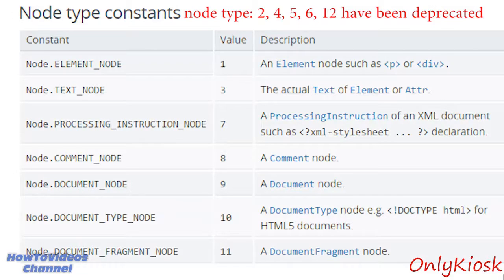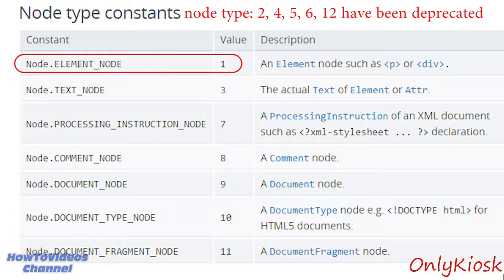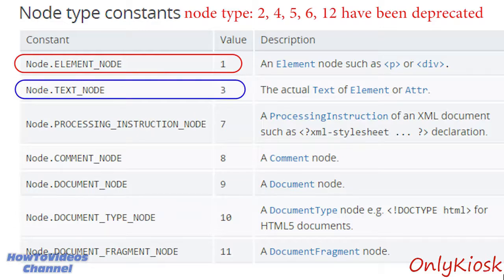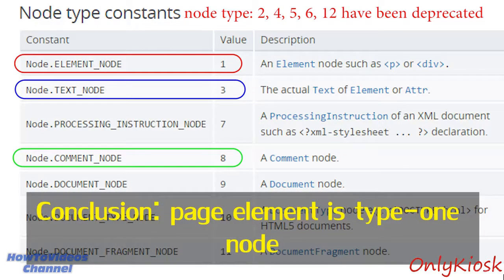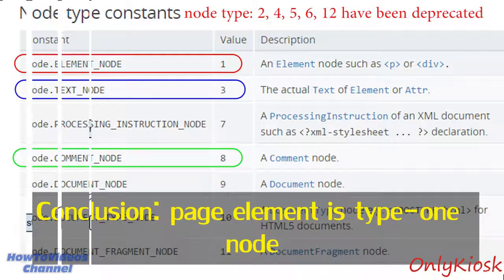From this chart, we can see there are 12 different types of node. Element node is type 1, text node is type 3, and comment node is type 8. So the conclusion is, page element is a type 1 node. The main job of JavaScript is to control page appearance. Usually, you only need to operate page elements or type 1 node.